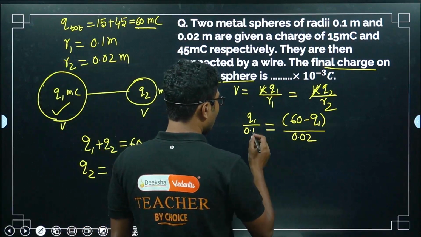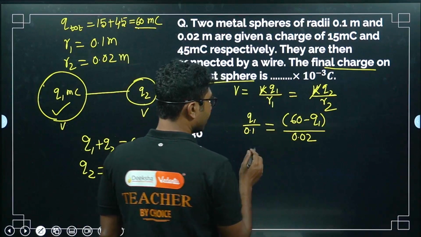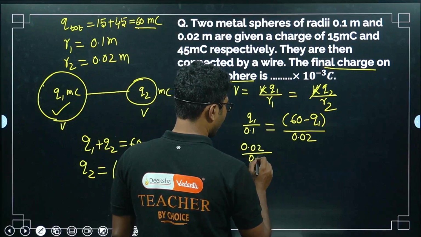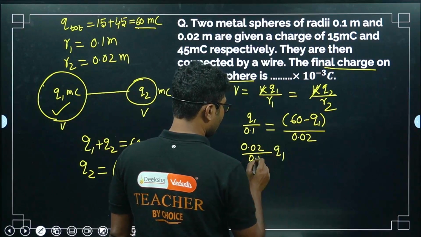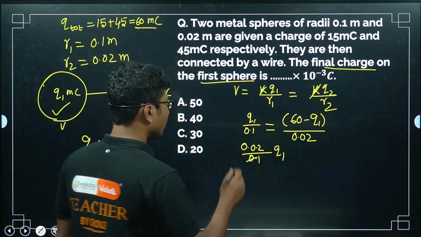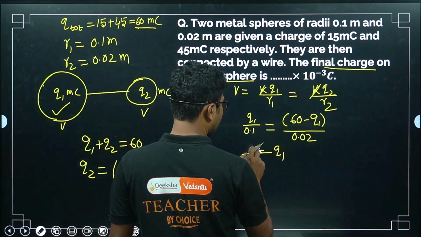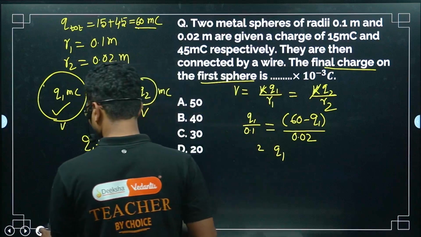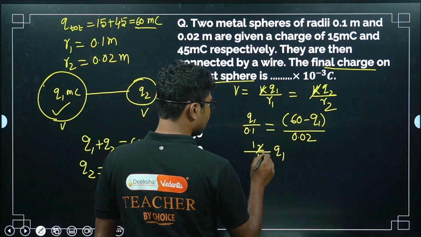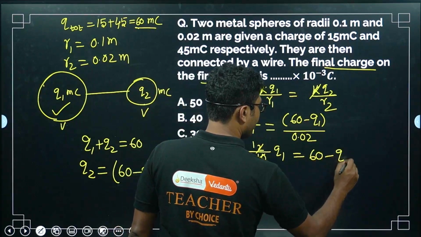Now we will simplify it more. We will just exchange the values. So 0.02 divided by 0.1 Q1. The 1 point cancels, so it will shift here. So 0.2 is still there. To remove this point, we have to multiply with 10 in the denominator, right? So it will be 2 divided by 10. So it will cancel. 5 equals 60 minus Q1, right?